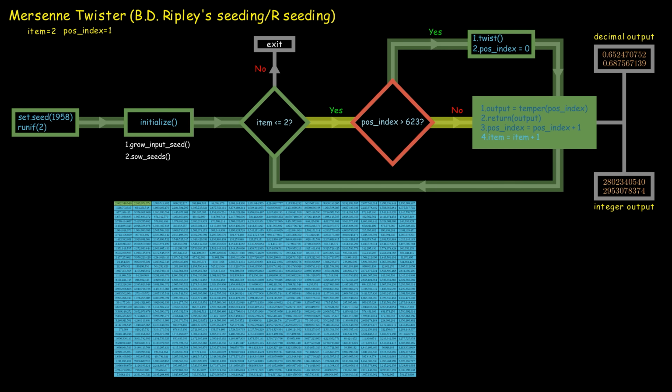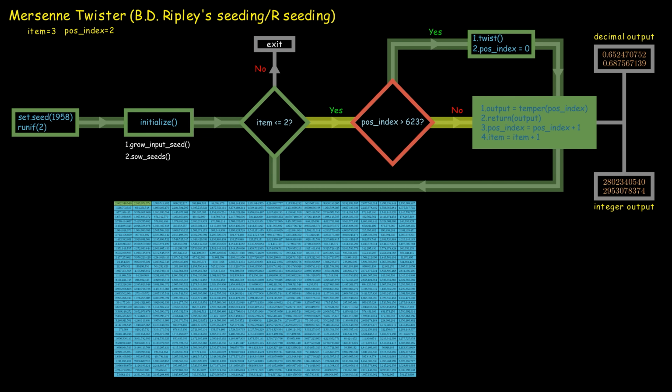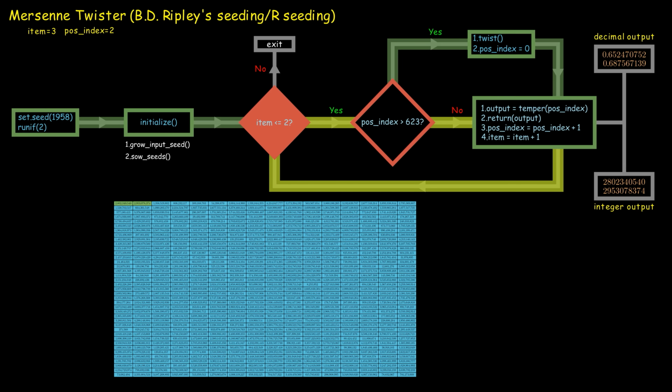We then increment POS index and increment item. And we're back on the road. With item having the value 3, the condition is not met, and we exit the algorithm. It's time for our low altitude walkthrough, in which we will open every black box and look at every detail.